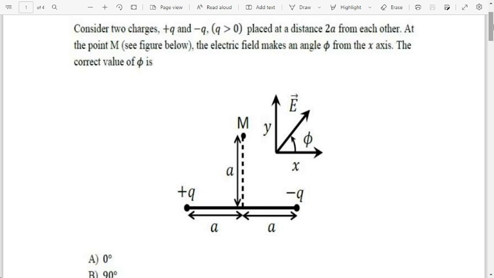Hi, dear students. So let's see this question that came in KVPY 2021 essay physics paper. A fairly easy question. There are two charges which have been kept at a distance of 2a from each other. One of them is plus q and the other is minus q.